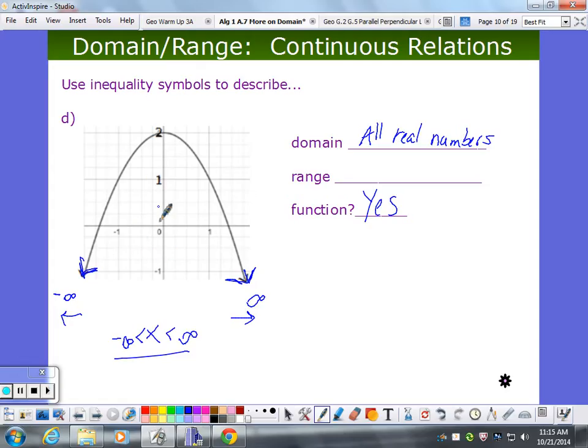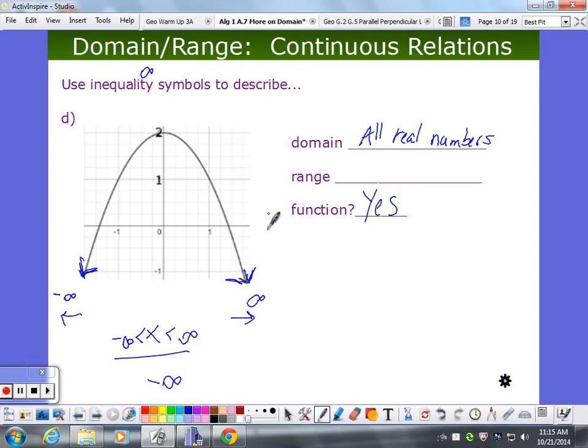Where's positive infinity on the y-axis? Where's it going to be? All the way up here, right? And where's negative infinity? Down. So the positive numbers go up here, the negatives go here. What is my range? Y values. Now you're looking up and down. What do you think, Ryan?